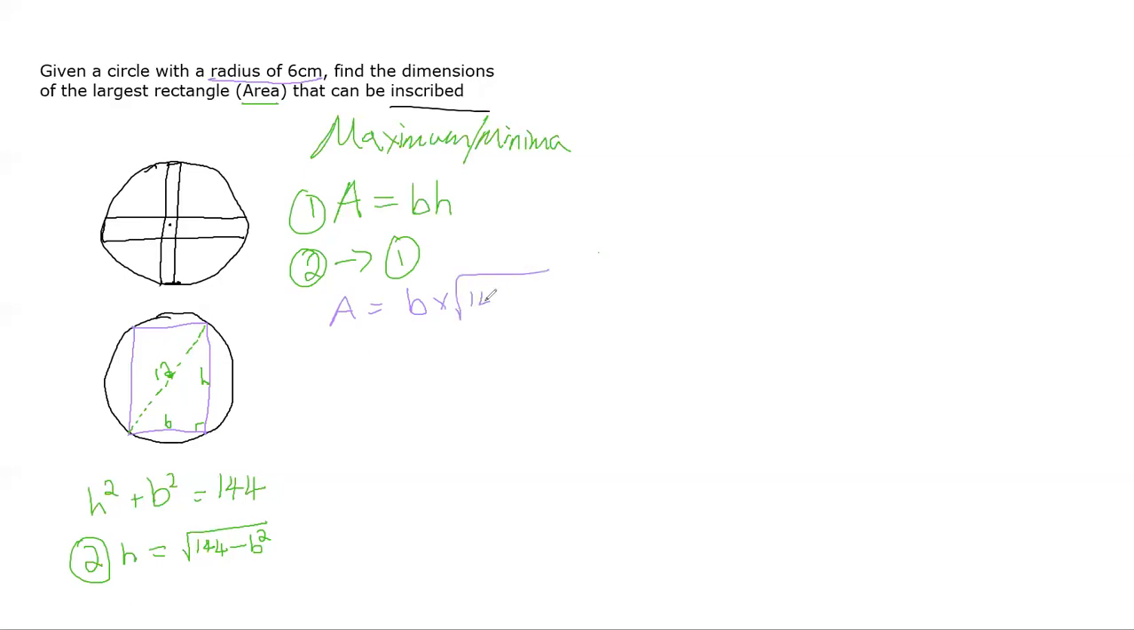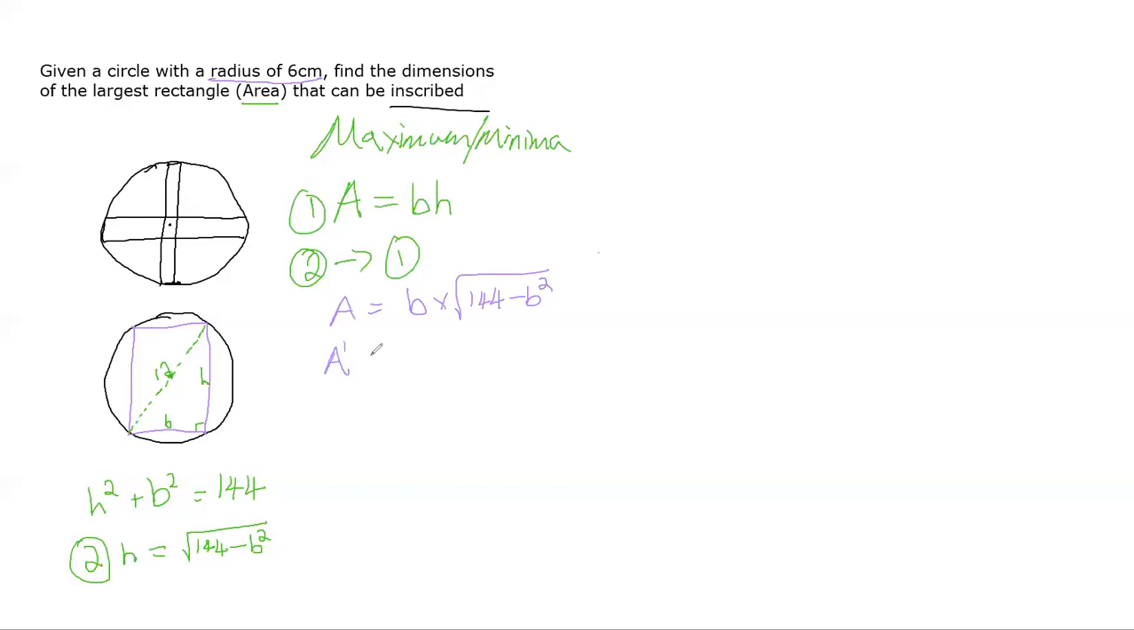square root of 144 minus b squared. Now if you look at it, you just have area as a function of the base. So given the base, you could now find the area. Okay, so how do we maximize? Well, the first step to maximizing something is to differentiate.